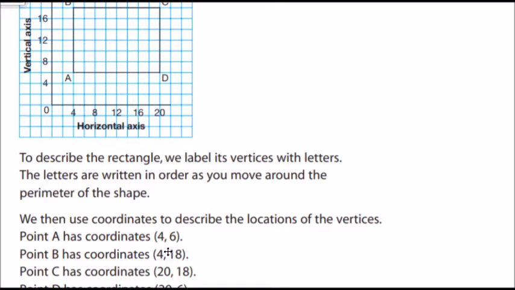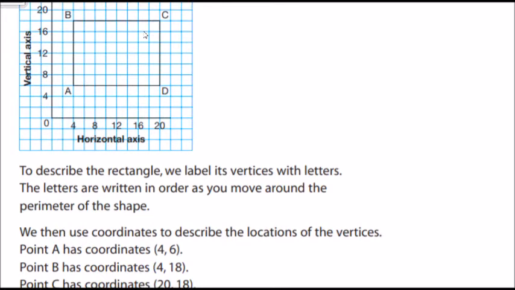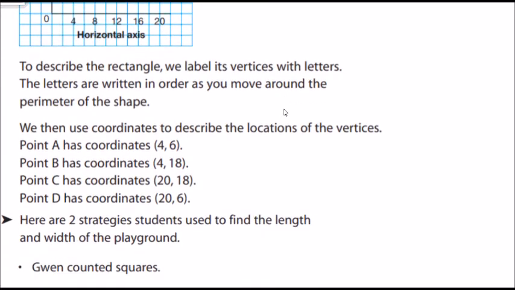So point A has coordinates (4, 6). If I were to look, it goes over 4, up 6. Point B has coordinates (4, 18), so over 4, up 18. Point C has coordinates (20, 18), so I move over 20 and up 18. And D has coordinates (20, 6), or over 20, up 6.